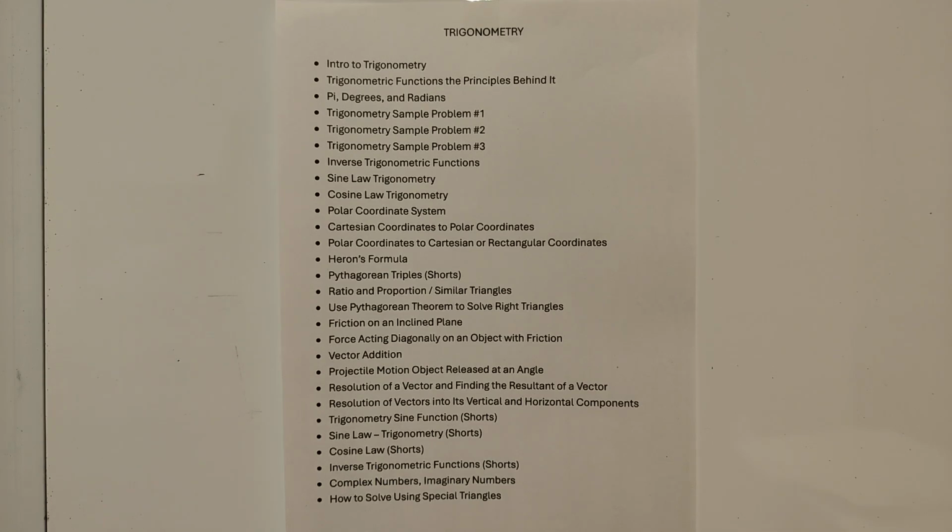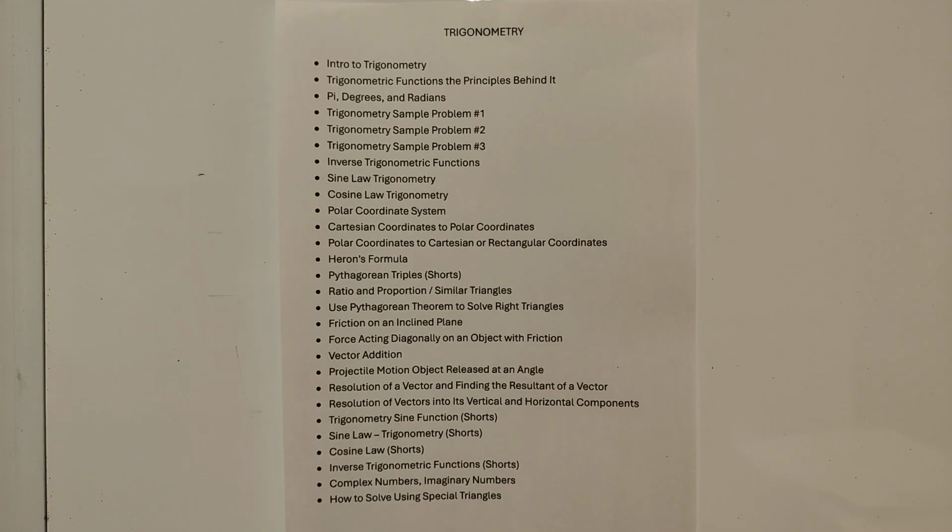Next is Heron's formula. So this is a condition where the three sides of the triangle are given, and you can compute for the angles. Now, Pythagorean triples are just the same as before. Three numbers that are the sides of a triangle which will form a right triangle.